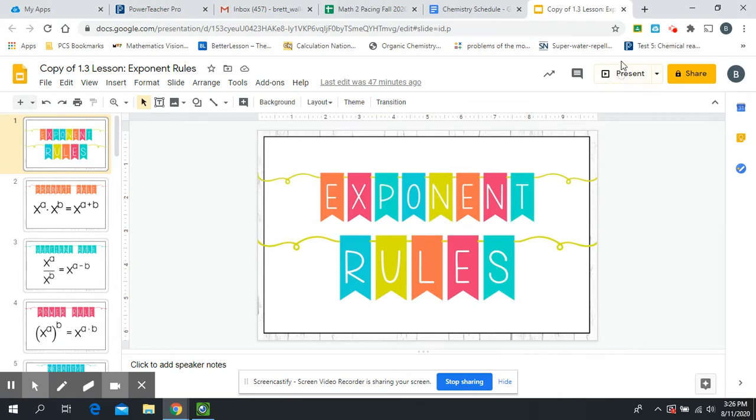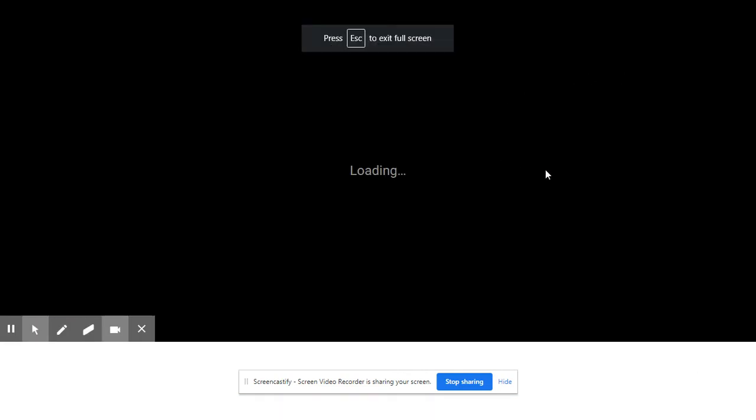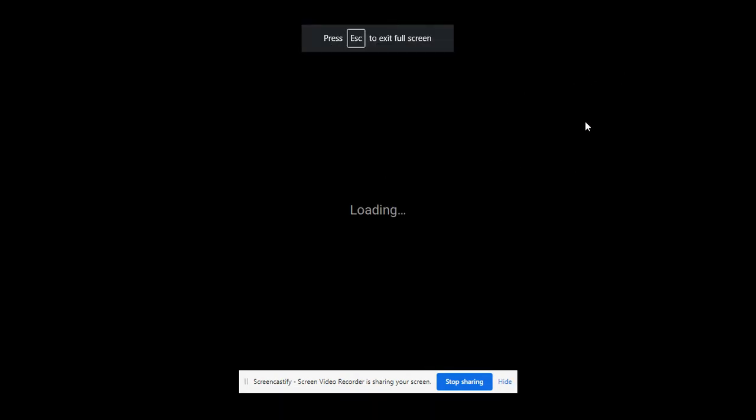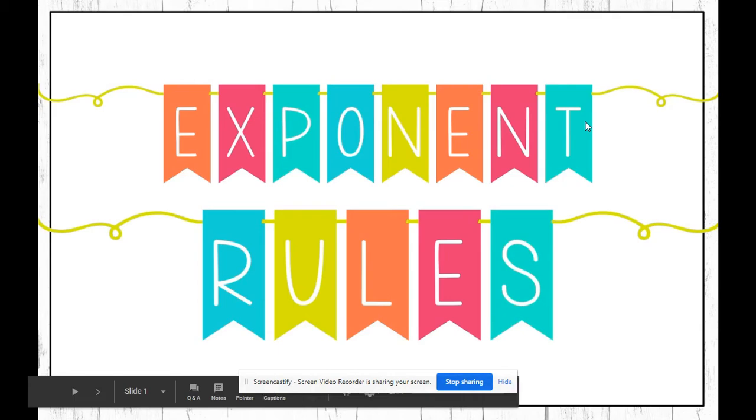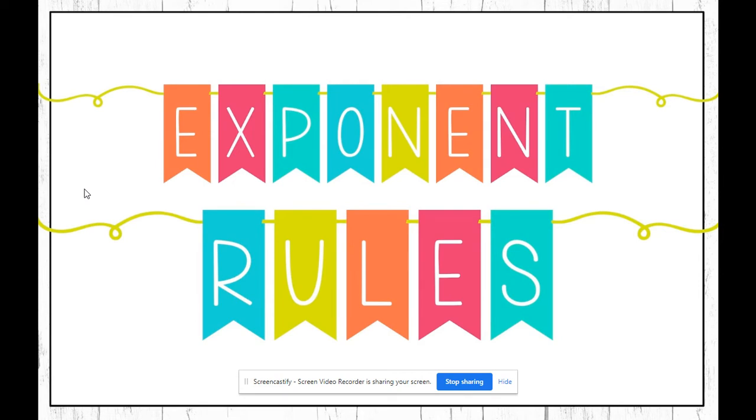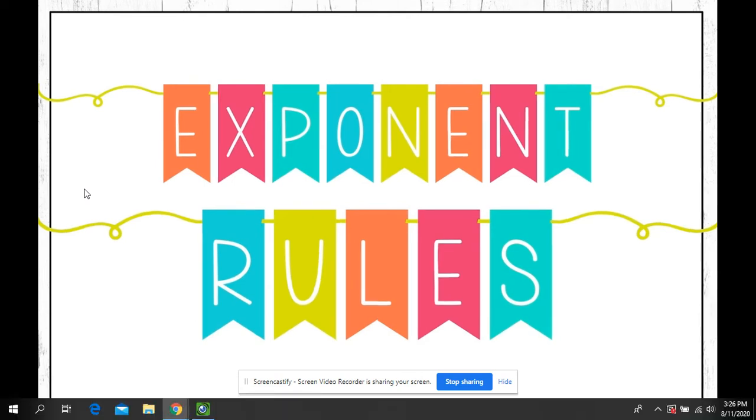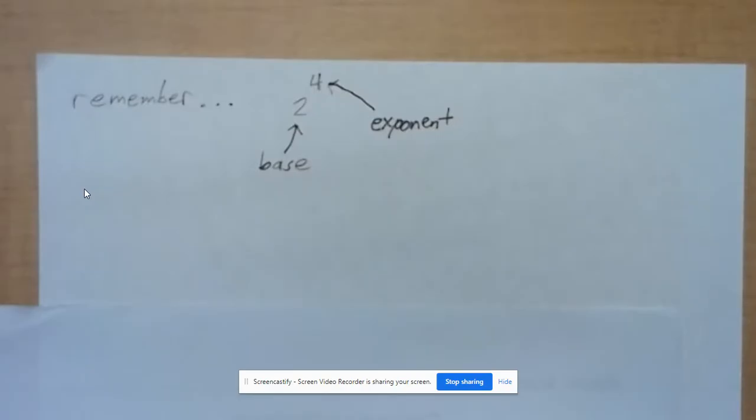It's time to learn about some exponents. So we are going to learn about 5 exponent rules today, and I'm going to break it down for you bit by bit. But first, we need to remember what an exponent is.